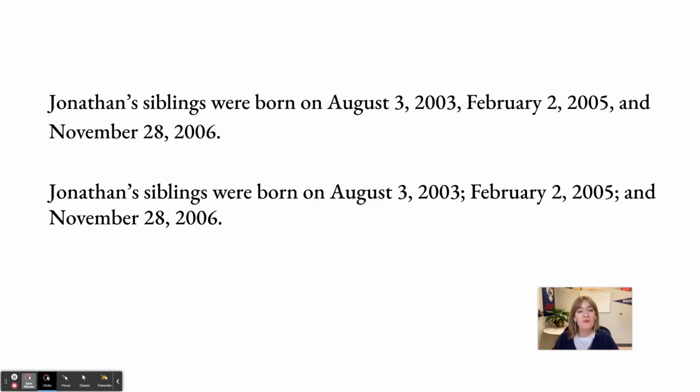As you probably know, we're going to use semicolons to demarcate each of the years. So now we have Jonathan's siblings were born on August 3rd, 2003; February 2nd, 2005; and November 28th, 2006. So this just makes the dates very clear, and we always want to aim for clarity in our sentences.